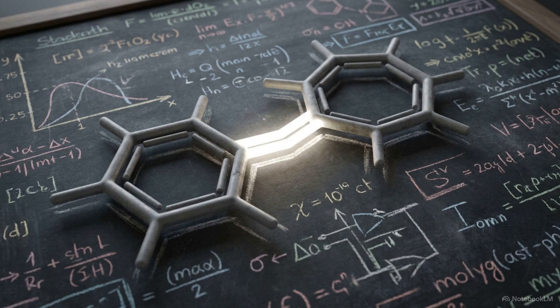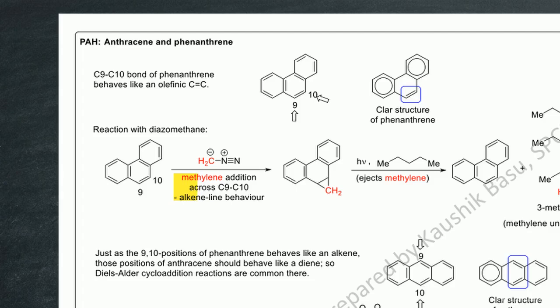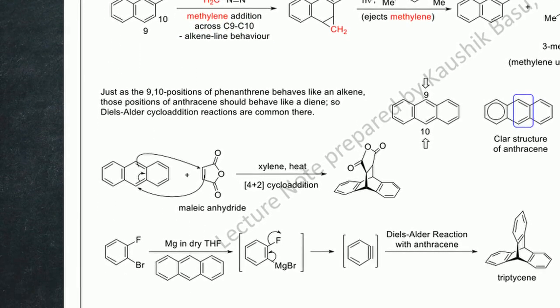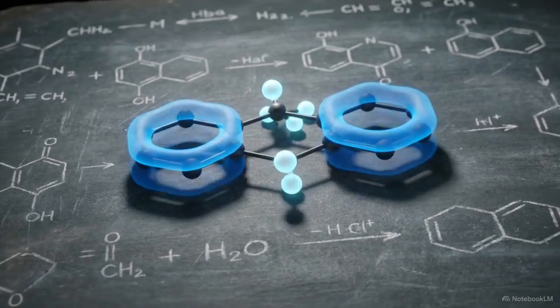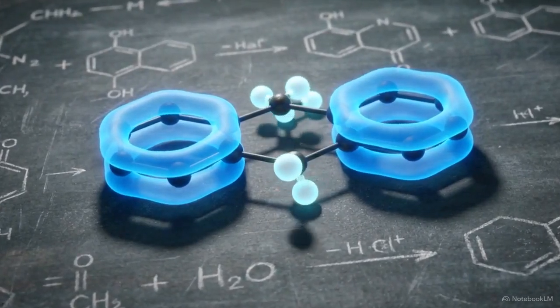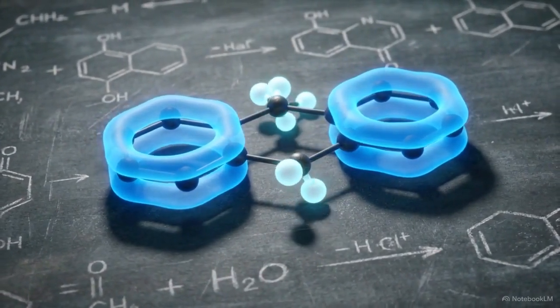Due to this highly localized reactivity, phenanthrene's C9-C10 bond behaves almost entirely like an isolated alkene. This top reaction scheme demonstrates isolated alkene behavior. Phenanthrene readily reacts with diazomethane via methylene addition. By contrast, anthracene's 9 and 10 positions behave like a highly reactive diene, perfectly primed to capture maleic anhydride in a Diels-Alder cycloaddition. Reactivity in large PAHs follows a path of least resistance. Reactions strictly occur wherever they destroy the absolute minimum amount of global resonance energy.